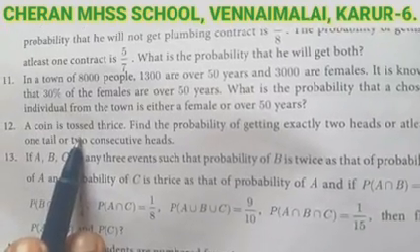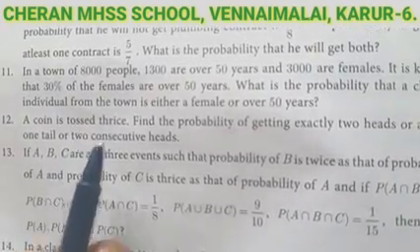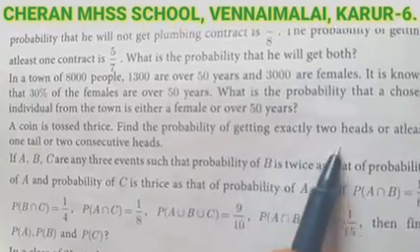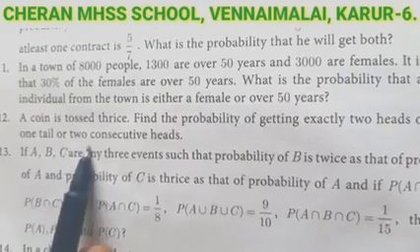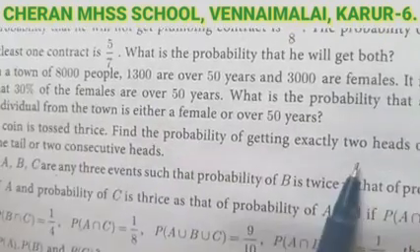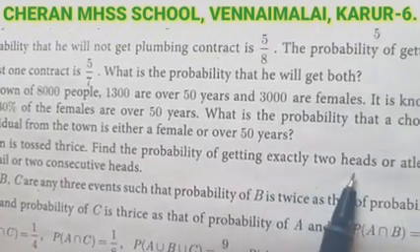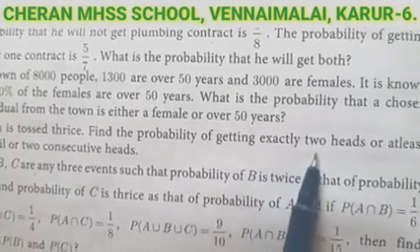A coin is tossed thrice. Find the probability of getting exactly 2 heads or at least 1 tail or 2 consecutive heads. Exactly 2 heads, that means there should be exactly 2 heads.